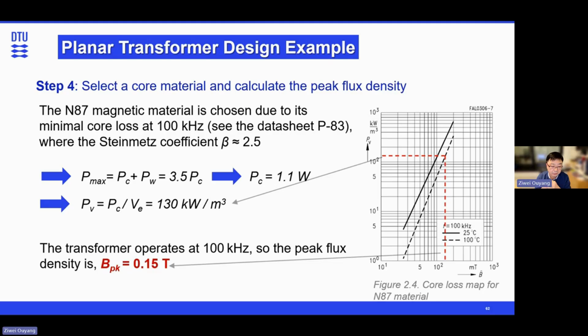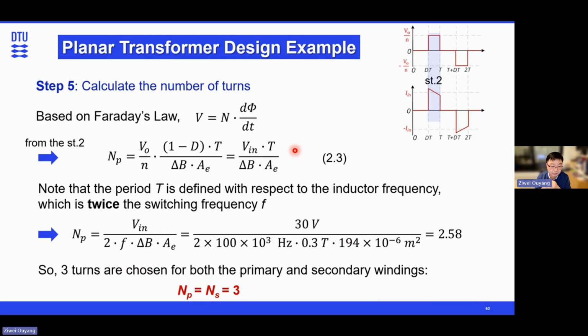So once we know the B peak, we can calculate the number of turns from Faraday's law. Faraday's law says the voltage equals N times d phi over dt. We can apply Faraday's law to stage 2 in the circuit operation. At stage 2, the voltage across the primary winding equals V out divided by N, and dt is equal to D times T. Then delta phi is delta B times the cross section. We know delta B because delta B is 2 times B peak. And then we can calculate our number of turns.